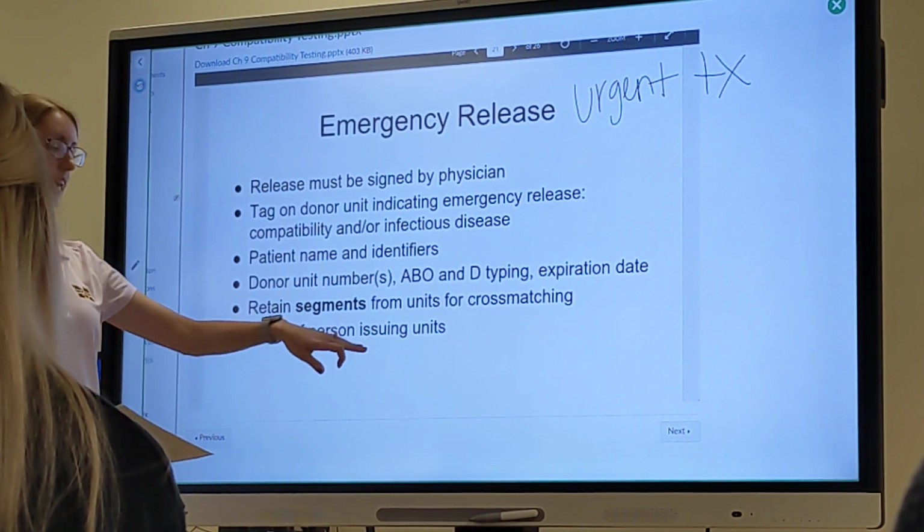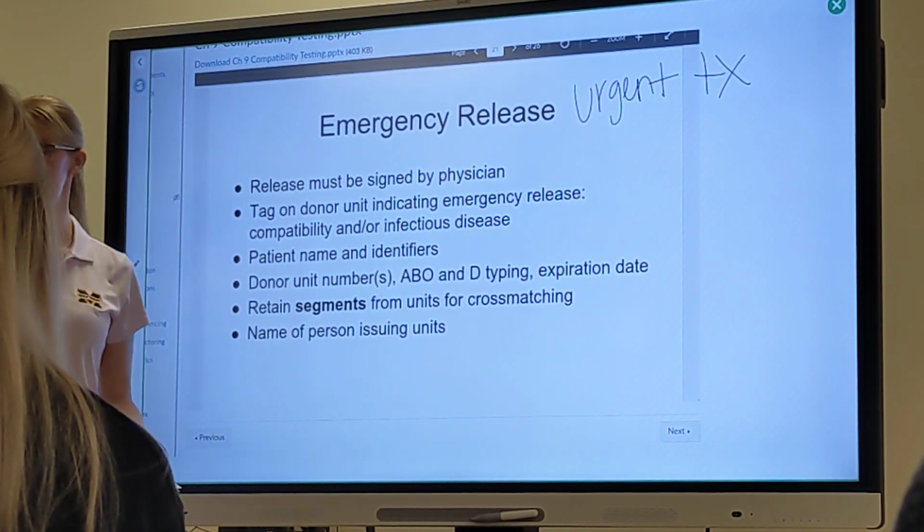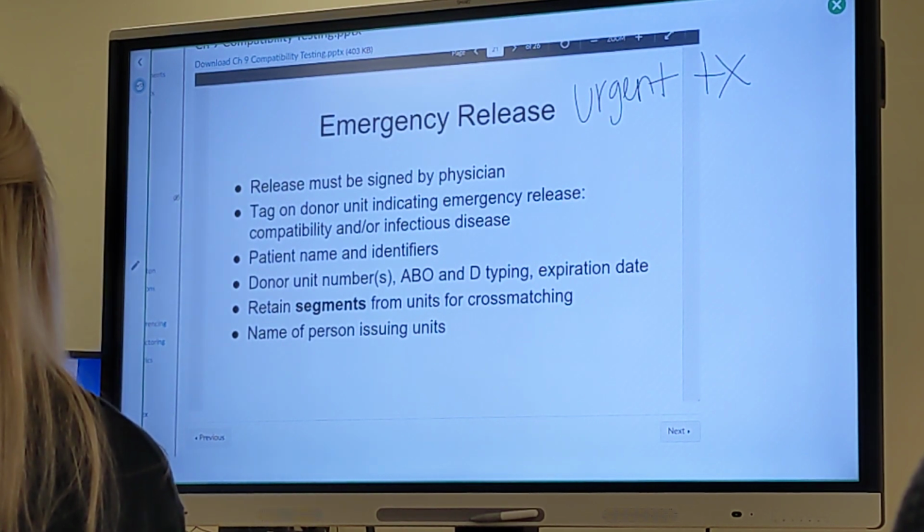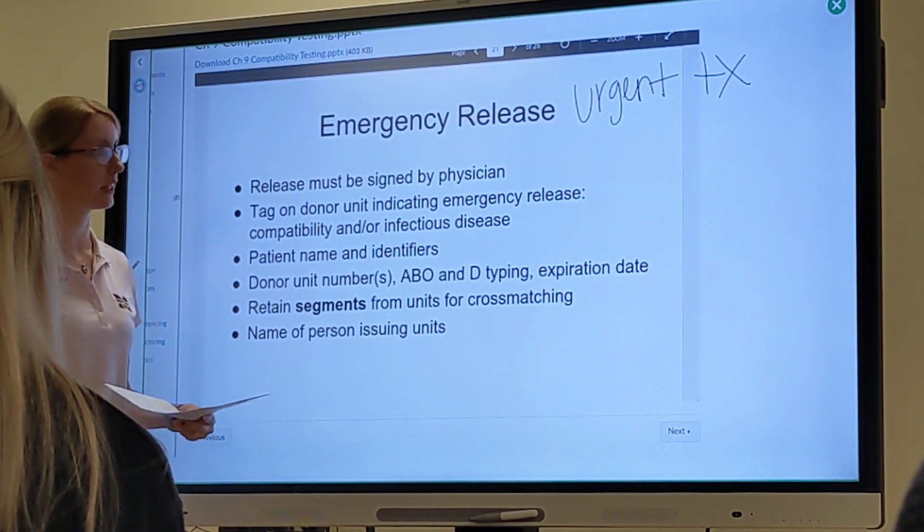And then you have to put the name of the person who issued the unit on the tag, because all that stuff's not in the computer yet. The patient just rolled in the ambulance, and they need blood right now.